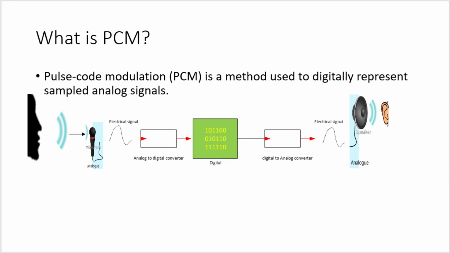So what is PCM? You can see the picture. There is a man talking and a microphone receiving and converting it to an electrical signal, and then converting from analog to digital. After that it is stored as digital data, and from digital data it is converted back to analog, and then back to an electrical signal. After that, it can be received. So pulse code modulation is a method used to digitally represent sampled analog signals.